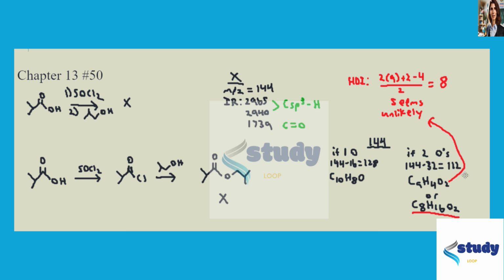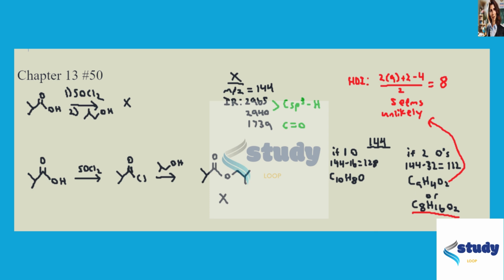That leaves us 112. So what's the most carbons that we could put in? It would be 9. And that would give us 108 of this 112. But then we would only have 4 hydrogens. So our formula would be C9H4O2.